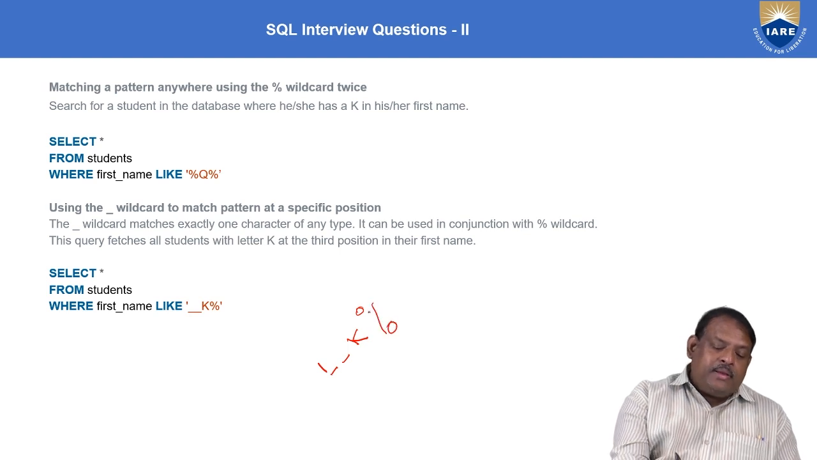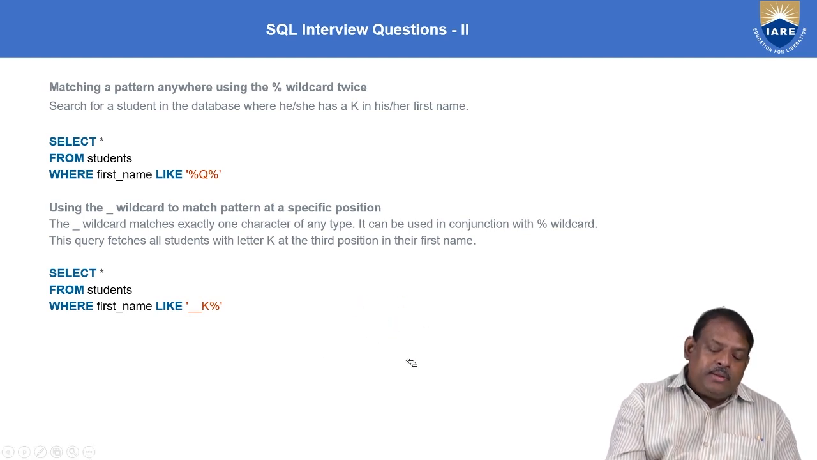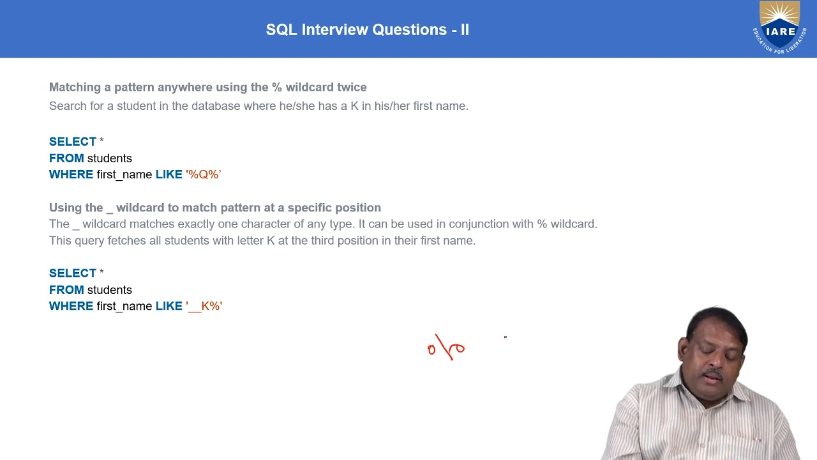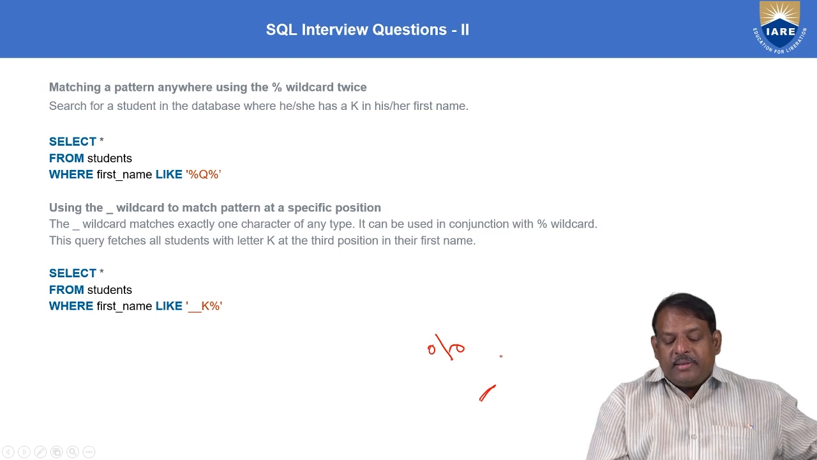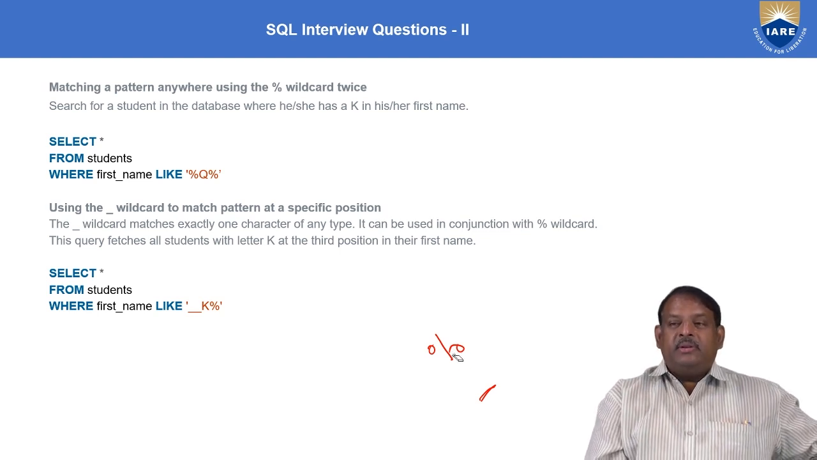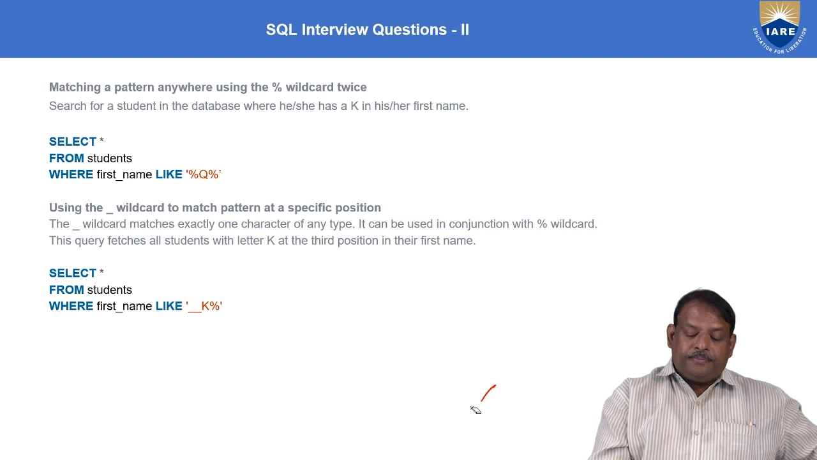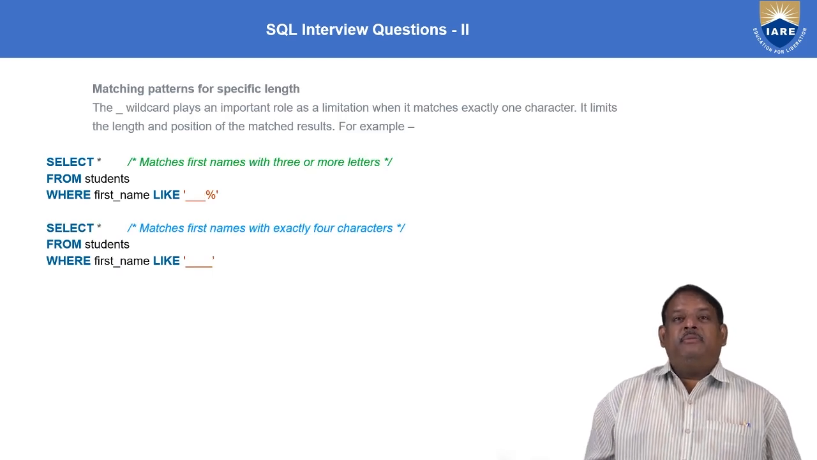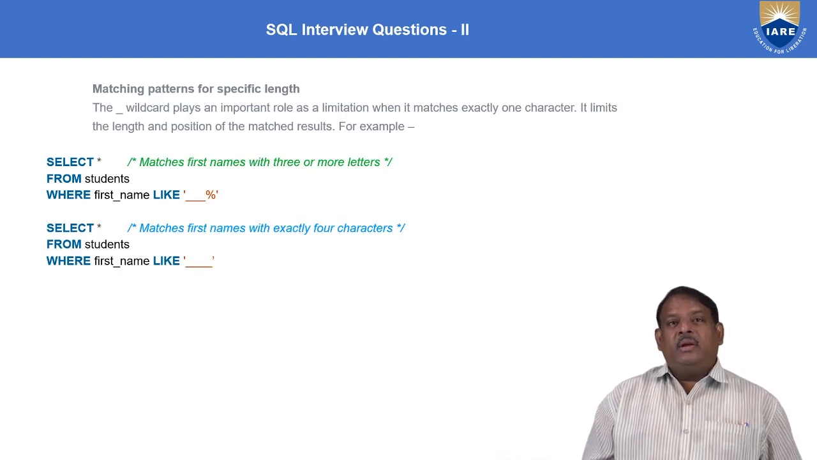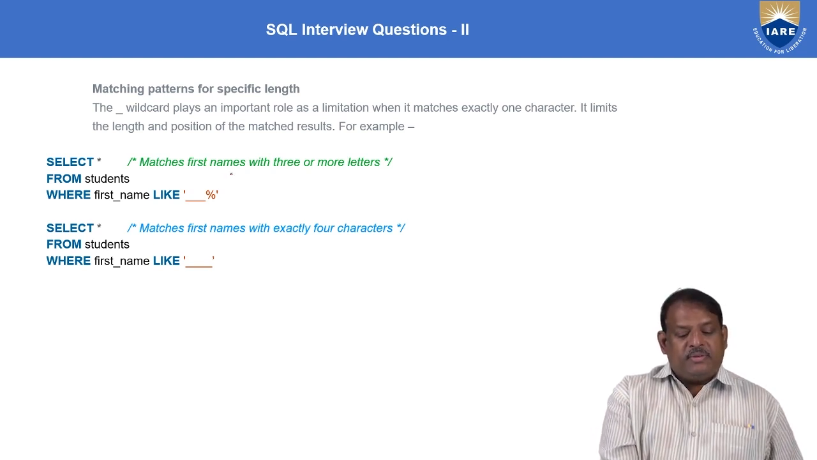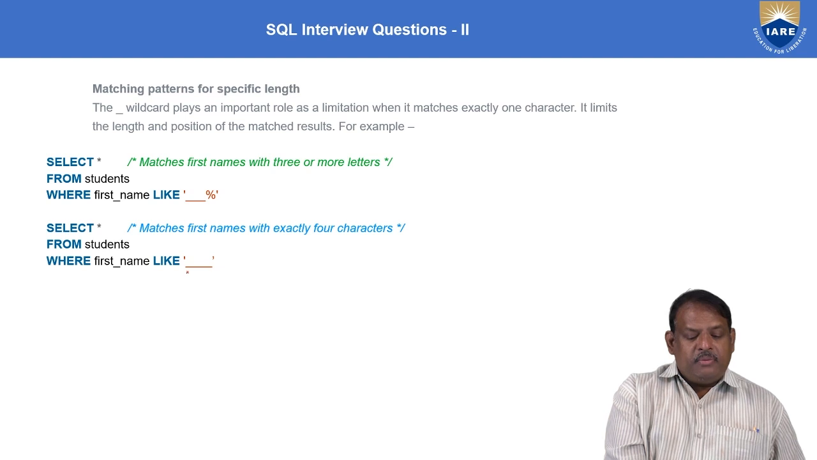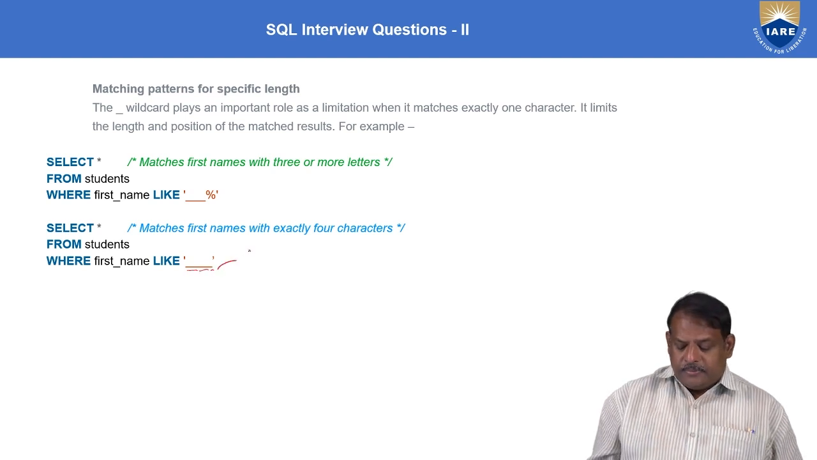So pattern matching in DBMS uses percent and also underscore. Underscore is for searching a single character, whereas percent is used for multiple characters. Okay, now pattern matching for specified length. So the underscore is also used for one character each. Here it matches first names with three or more characters. So if it's four characters, there will be four underscores here.